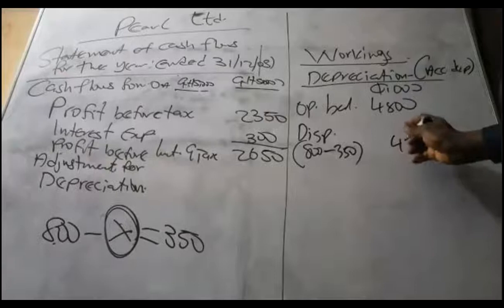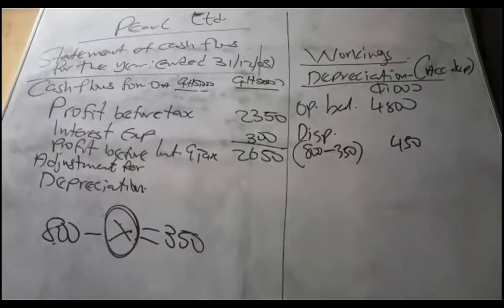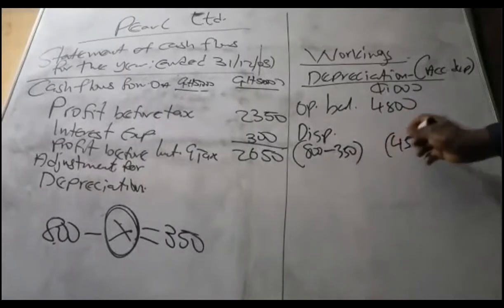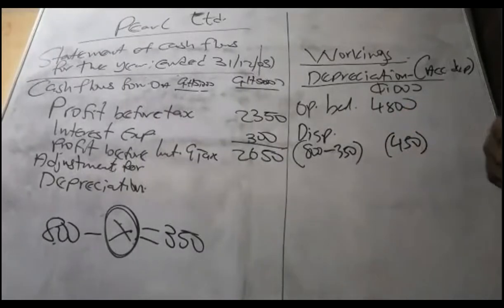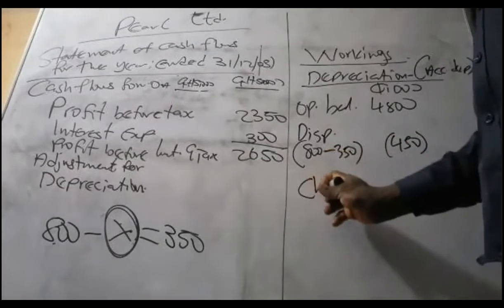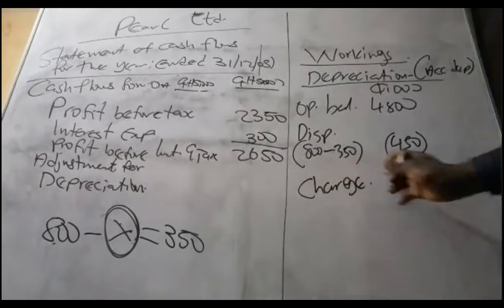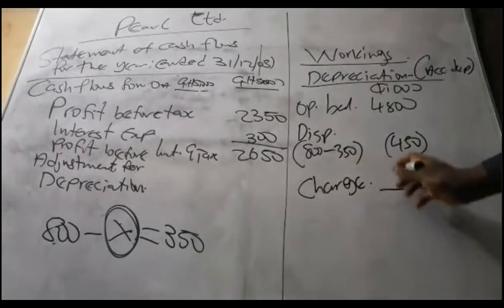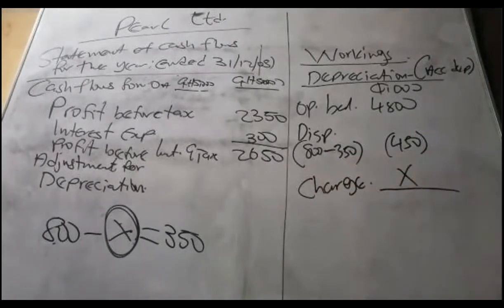Are you going to add or subtract? Disposal, you have to subtract. Agreed? Then you write here the depreciation charge for the year. Leave it empty or put X there. We don't know, that is what we are looking for. Always double underline it, then you record the closing balance.